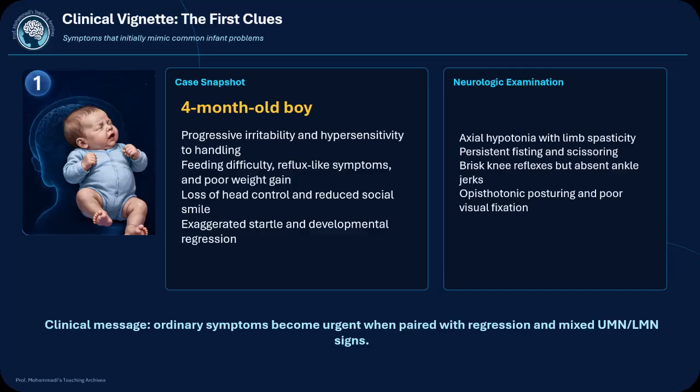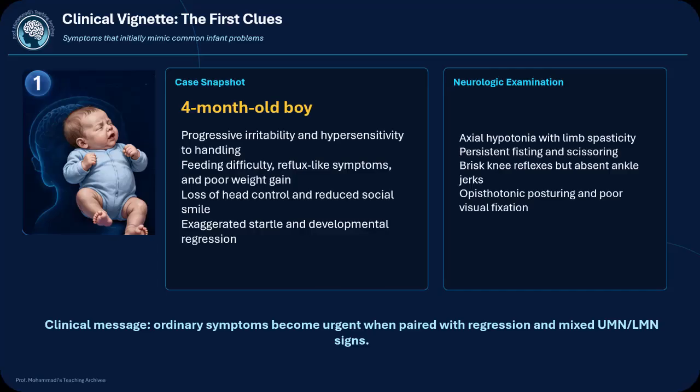The important clinical lesson is that ordinary infant symptoms become urgent when they occur together with regression and mixed central and peripheral neurologic signs. This is the point where the pediatrician or neurologist must move beyond common explanations and consider a neurodegenerative or leukodystrophy process.